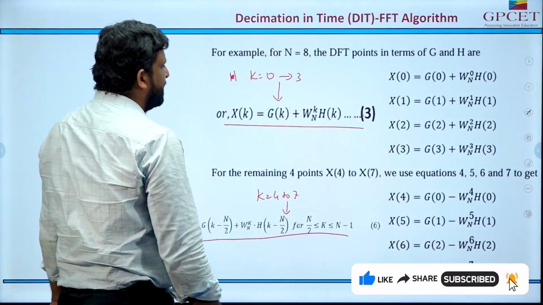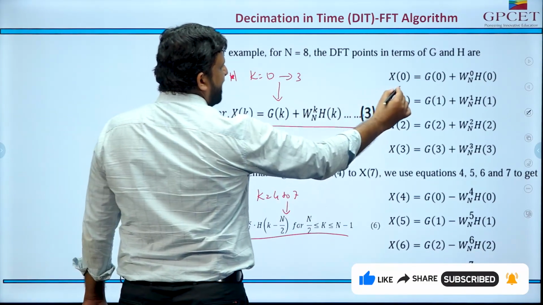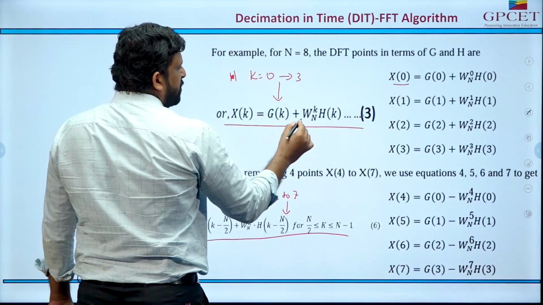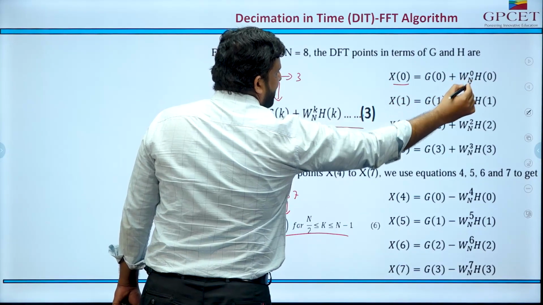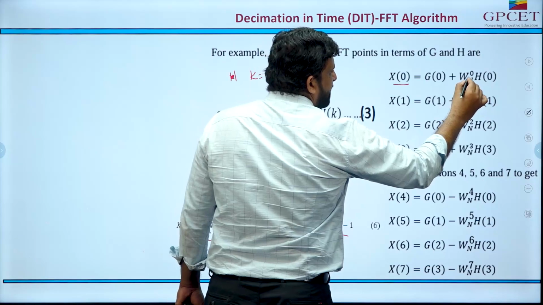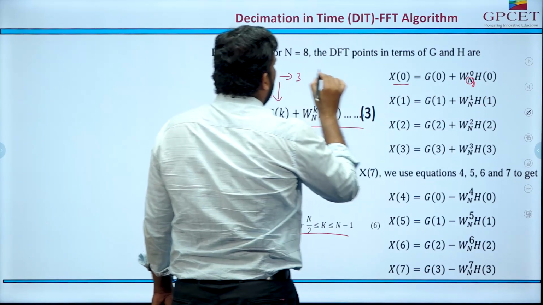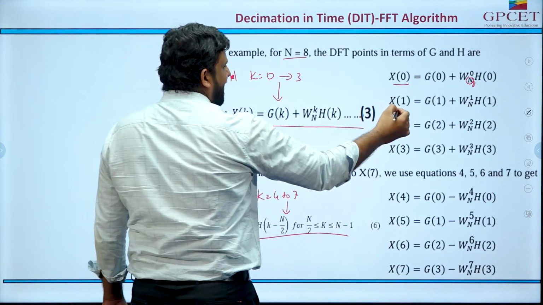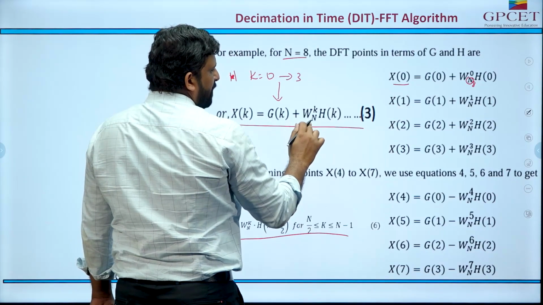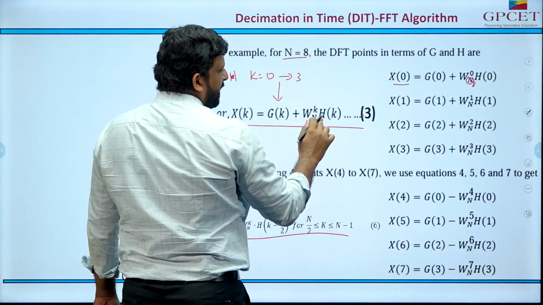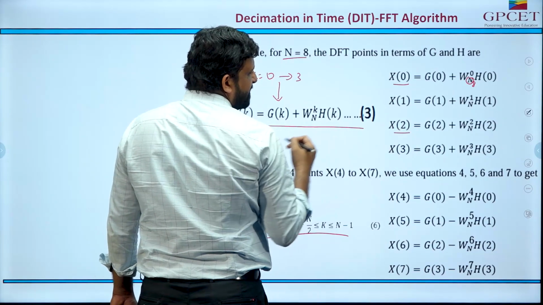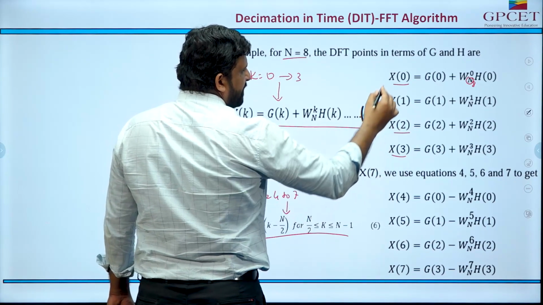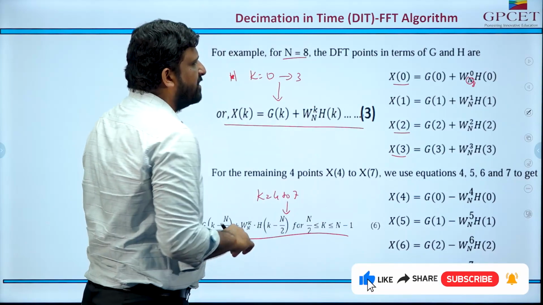By doing that, the first value x of 0 is equal to g of 0 plus wn to the power of 0 h of 0. Actually here instead of n we are going to keep 8, because we have taken the example n is equal to 8. Fine. Similarly, if I place k is equal to 1, g of 1 plus w to the power of 1, h of 1. Similarly for x of 2 and x of 3. 4 equations we got for the third equation.